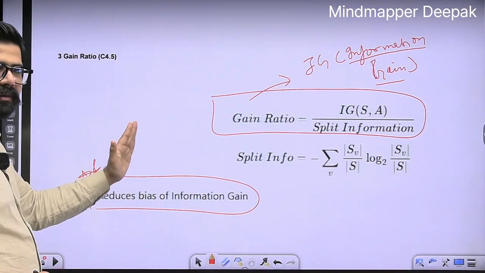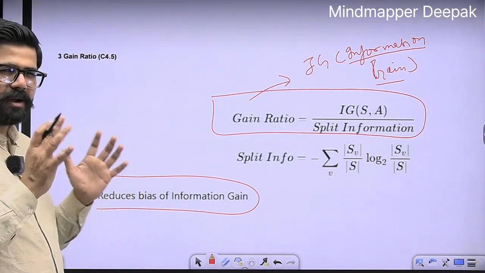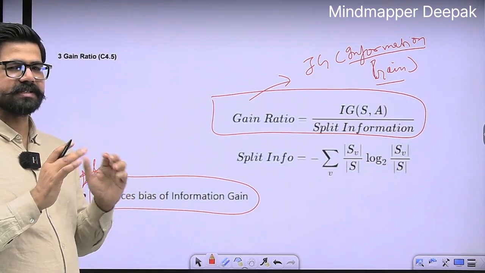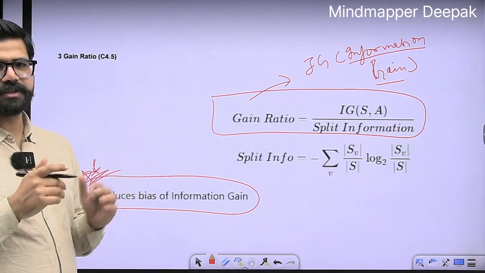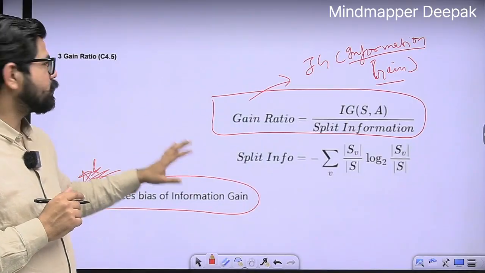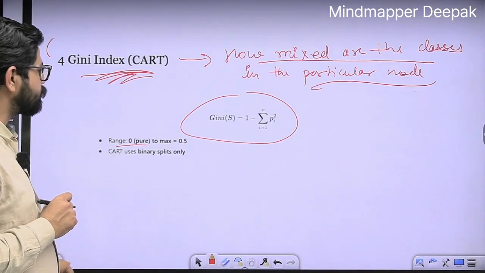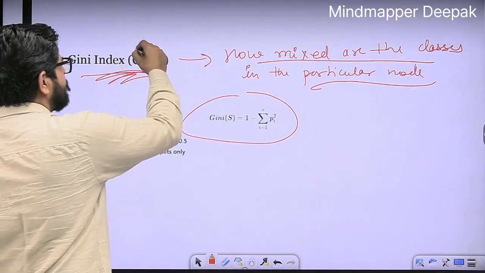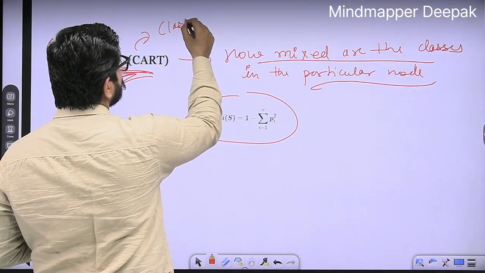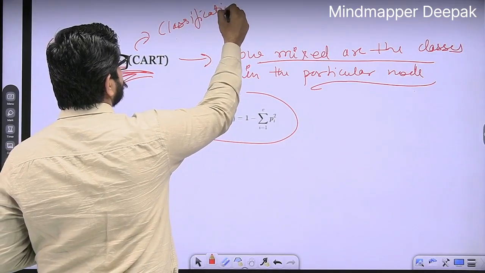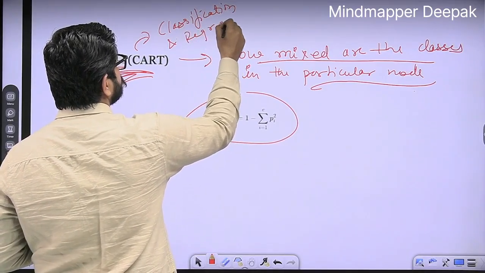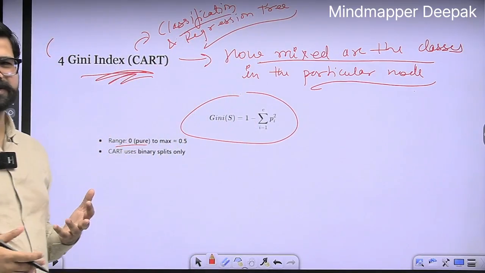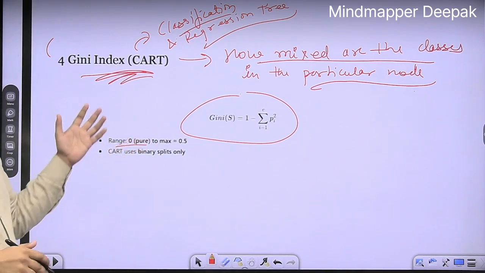Again, we went on to the gain ratio. I know these things are a bit complex, but you need to remember the formulas and understand the basic concepts of the four major impurity measures. The third one is the gain ratio, and the fourth one is the Gini index, which is mainly used in CART, that is classification and regression tree. If someone asks you about CART, it is nothing but classification and regression tree.